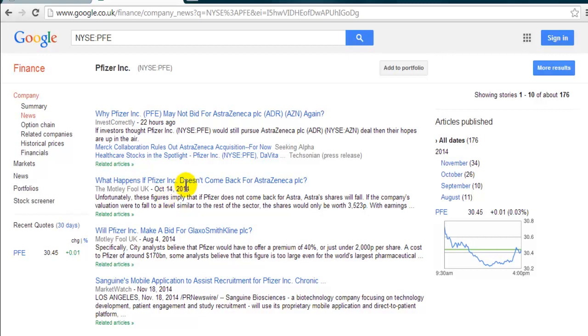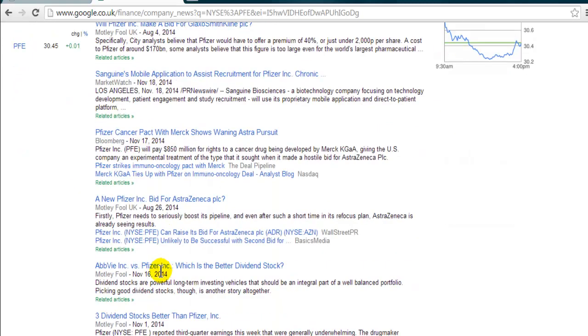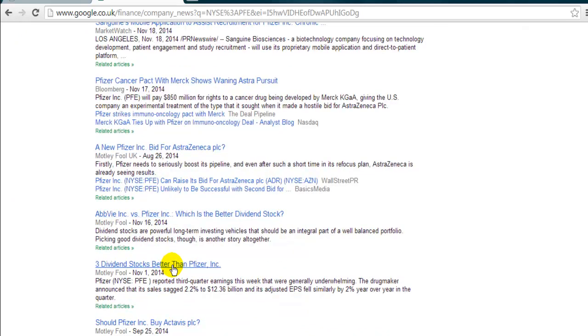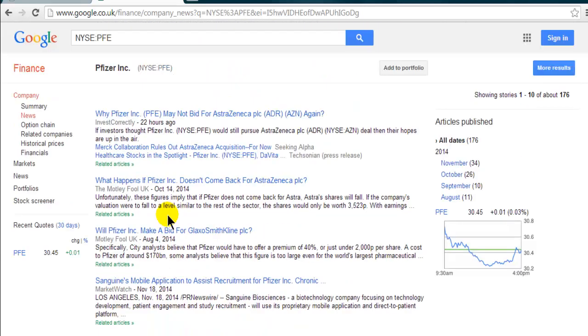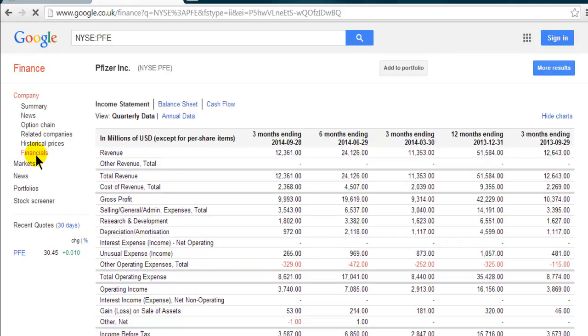There are other news that you can read. You will read about other companies that are in the same sector with Pfizer, and you can read about it right here, okay? But the key news is about Pfizer trying to take over a British company called AstraZeneca here. So with Google Finance, you have the information here. The next thing that we need to do is to click on the financial right here. Okay, click on the financial.